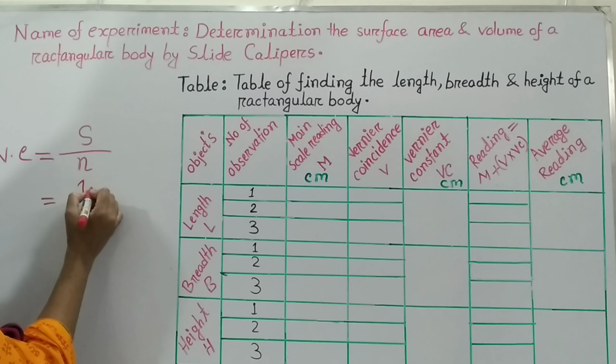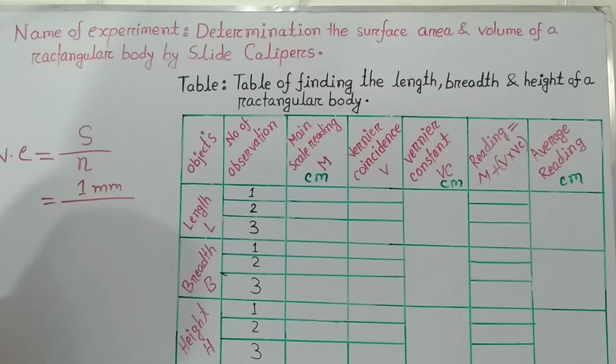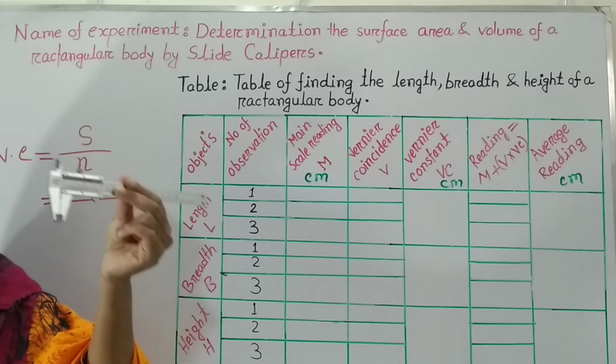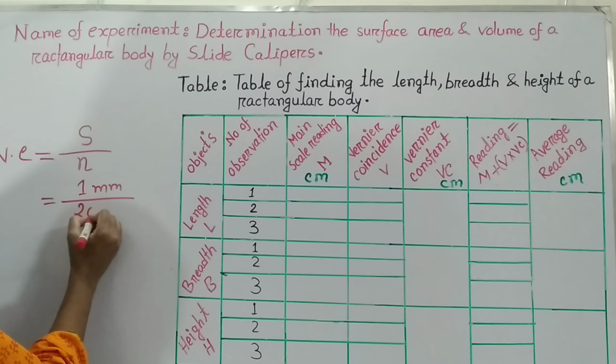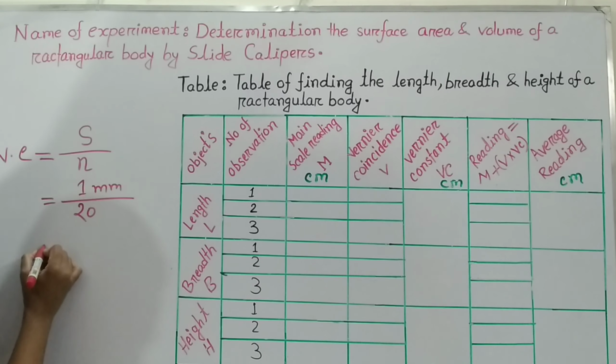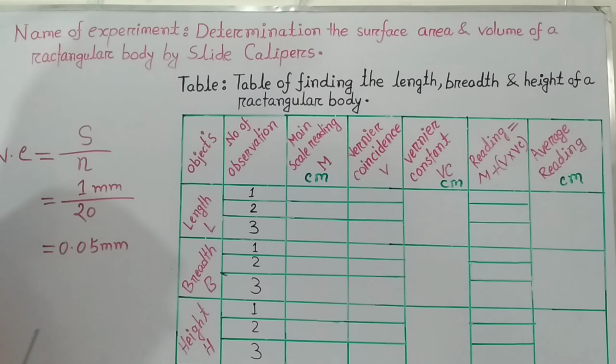That is 1 millimeter. And N means the number of divisions of the vernier scale, and the number of divisions of the vernier scale of this instrument is 20. So by dividing 1 by 20 we will get the result 0.05 millimeter. Now we have to convert it into centimeter.